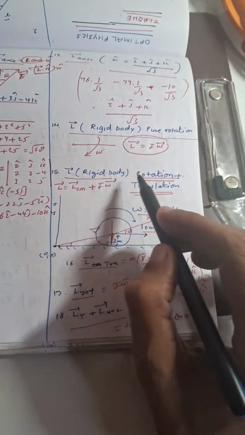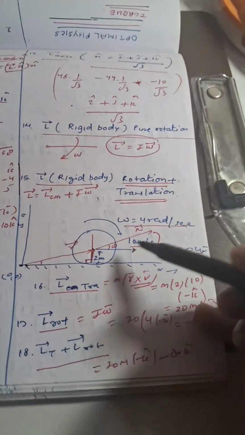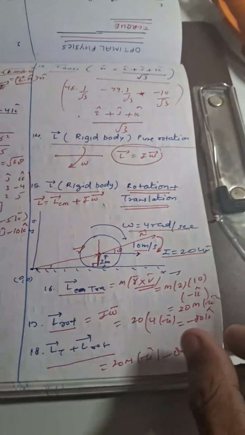Then we have angular momentum of a rigid body in pure rotational motion. Then angular momentum of a rigid body in rotational plus translation motion. Then a simple problem of finding angular momentum of a disk which is in pure rotation plus translation combined motion.